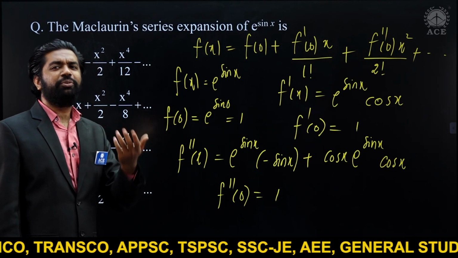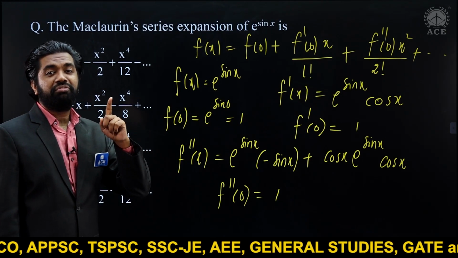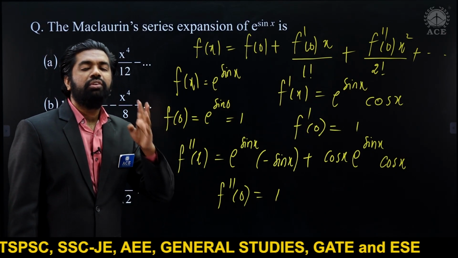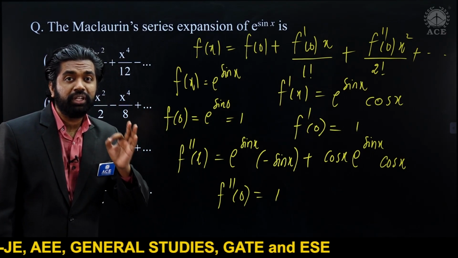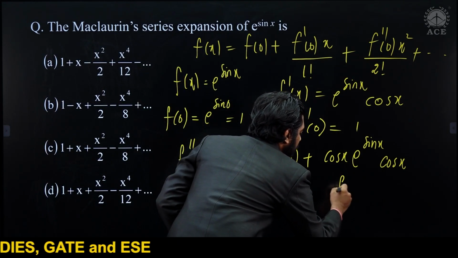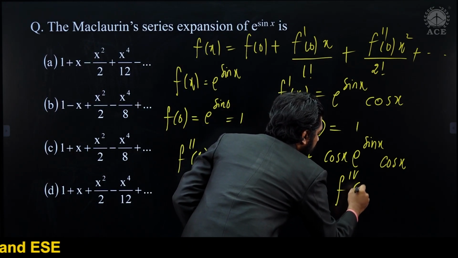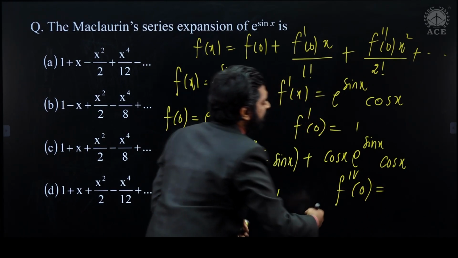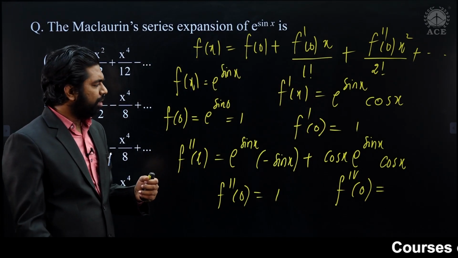Now anyway, to find the fourth derivative we need the third derivative. So find the third derivative and then the fourth derivative, and substitute x equal to 0. So what I'm suggesting is, find the fourth derivative and then substitute 0. It is going to take some time. So I have done my calculations.